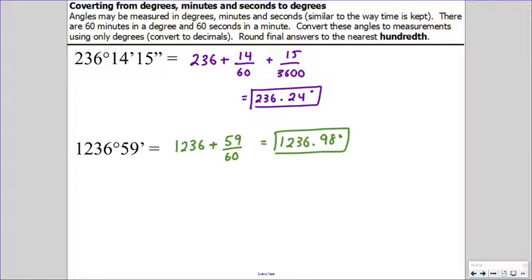Short history lesson: the Babylonians were the ones who decided on the base 60, and they were the ones that determined 360 degrees was a circle. So, fun historical fact there.